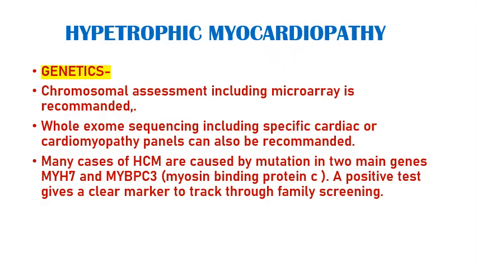In genetics, we can do chromosomal assessment including microarray, and whole exome sequencing including specific cardiac or cardiomyopathy panels can also be recommended. Many cases of hypertrophic cardiomyopathy are caused by mutations in two main genes, MYH7 and MYBPC3, that is myosin binding protein C. A positive test gives a clear marker to track through family screening.